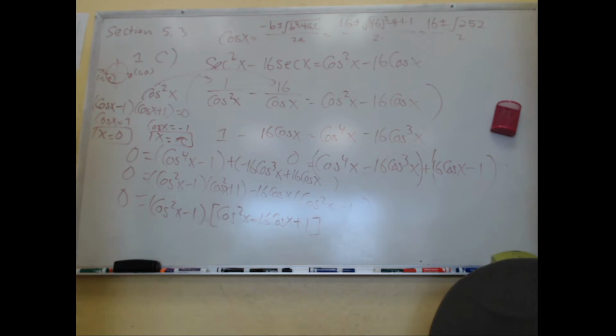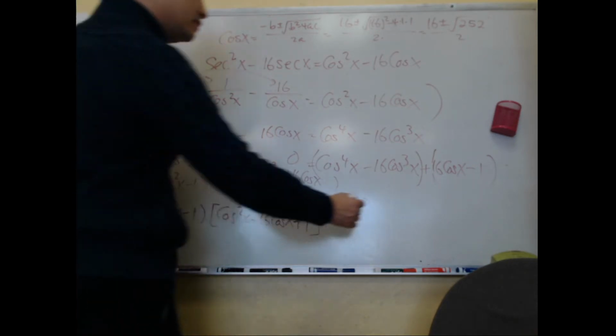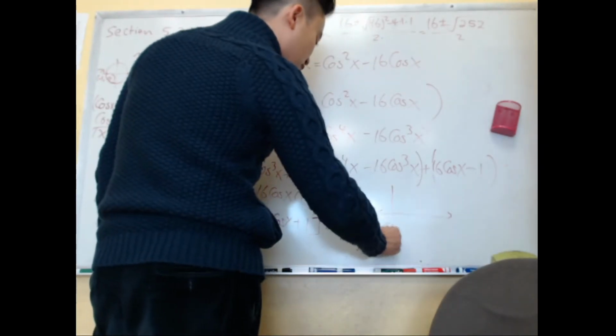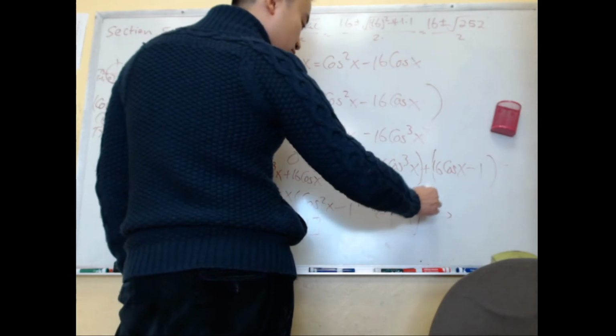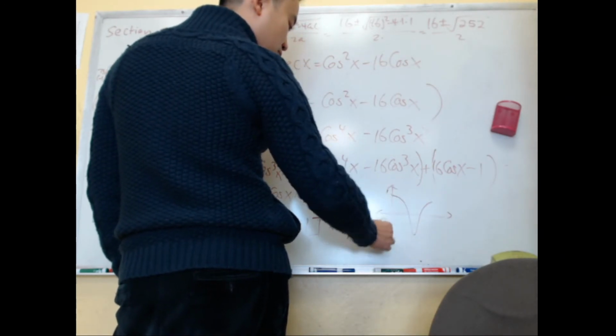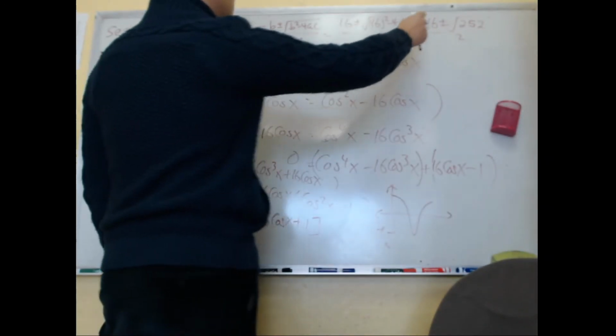Because that's greater than 1, and also less than negative 1. So that means it's out of the range. Remember the cosine graph? What's the range for cosine of x? From negative 1 all the way to 1. So this one, there's no solution?